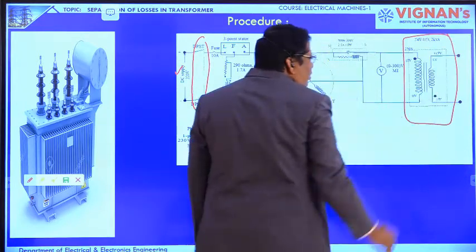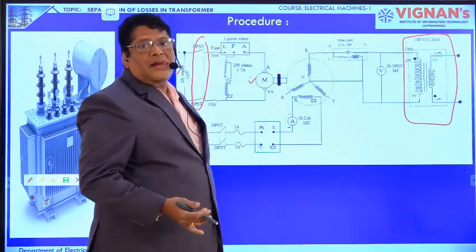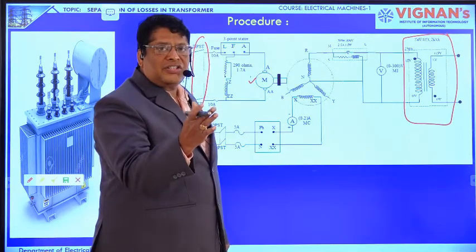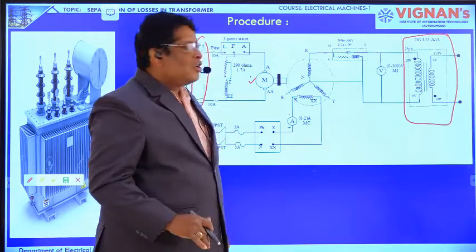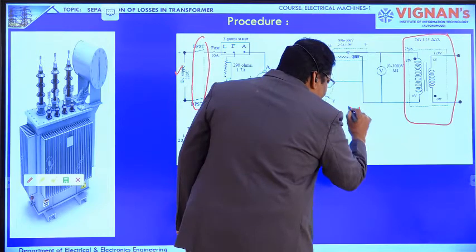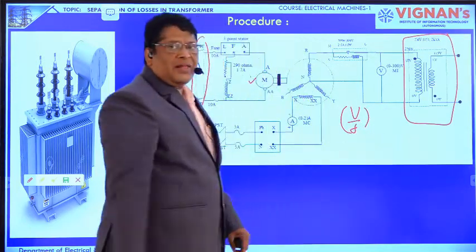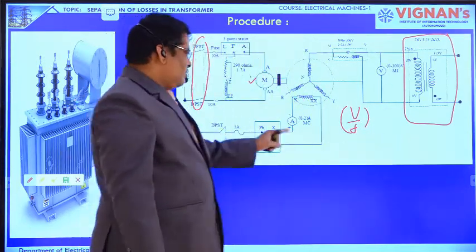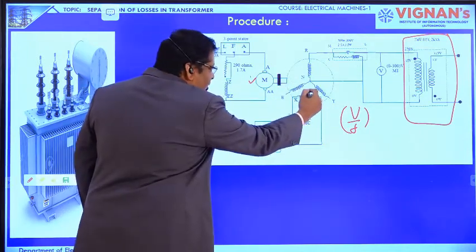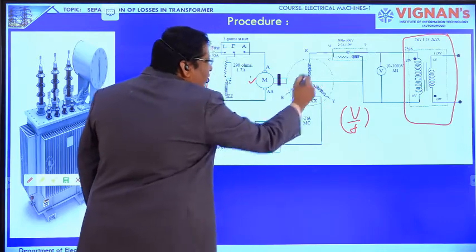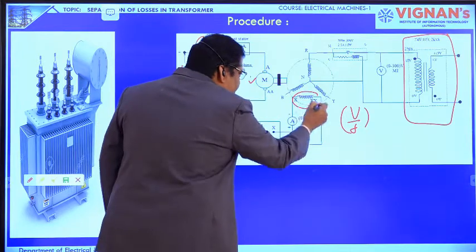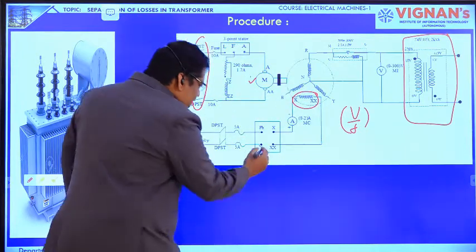Now for this transformer, we are going to separate the iron losses as hysteresis loss and eddy current loss. So for this transformer, we have to apply the voltage by maintaining V by F as a constant. See how we are going to change this voltage. This is the alternator, this is the armature winding where the voltage is induced in the alternator. This is the field winding, this is the rectifier circuit.